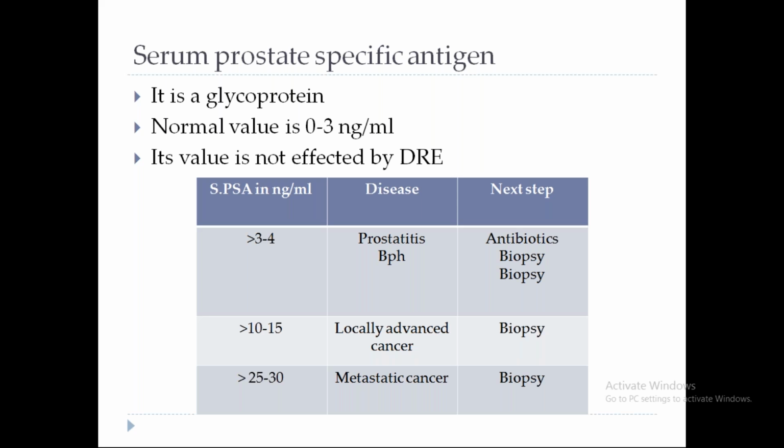Less than 3 is normal. More than 3 to 4 suggests prostatitis or BPH, so you can go for a biopsy or antibiotics. But if we diagnose it as BPH, there is no need for a biopsy. If 10 to 15, then it is locally advanced cancer. Then you have to go for a biopsy using TRUS, that is transrectal ultrasound guided biopsy. If 25 to 30, then it is metastatic cancer. For confirmation, you can go for biopsy.